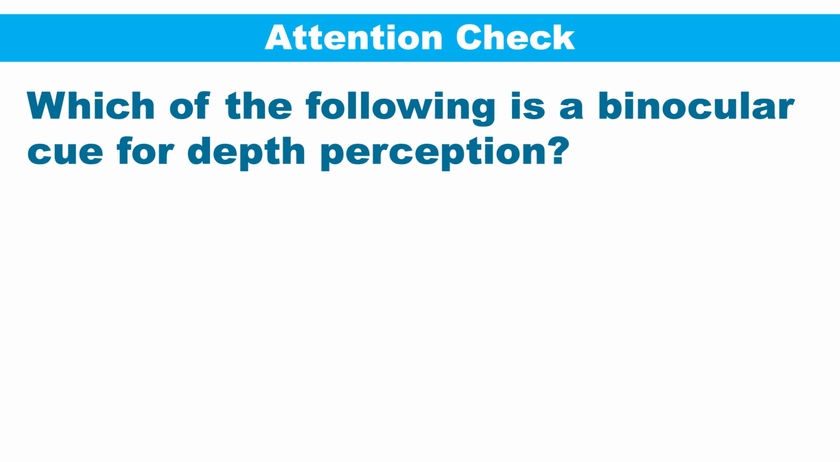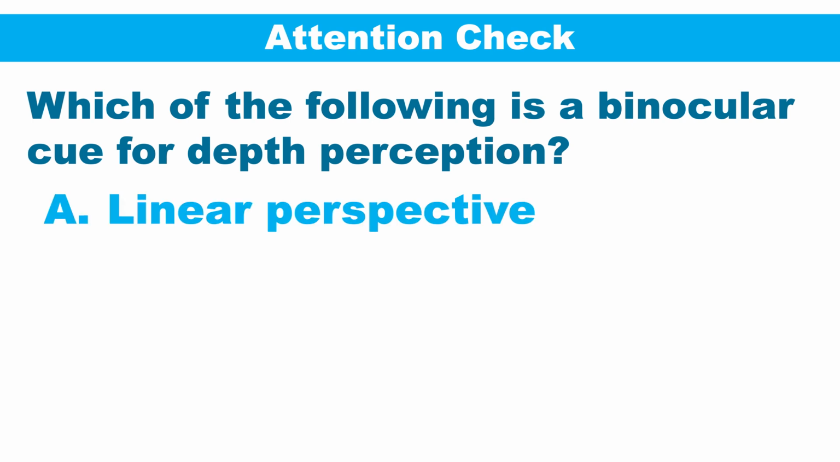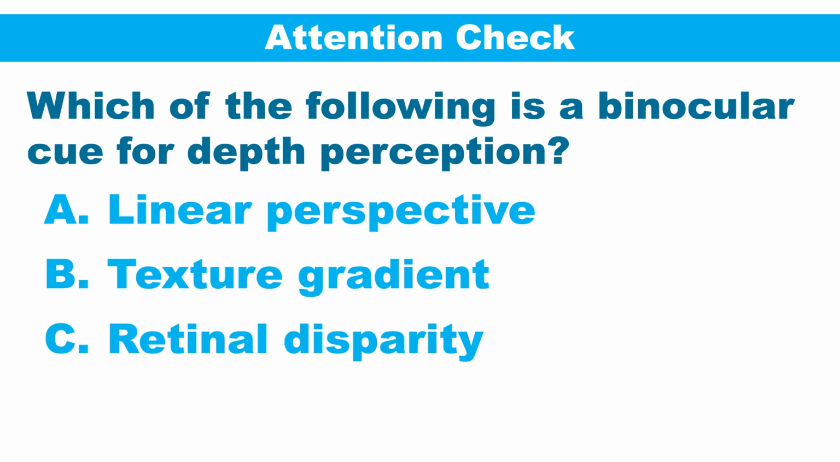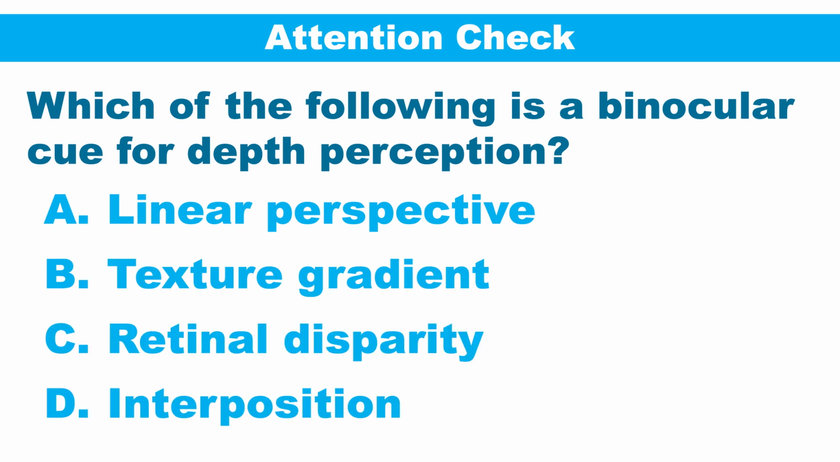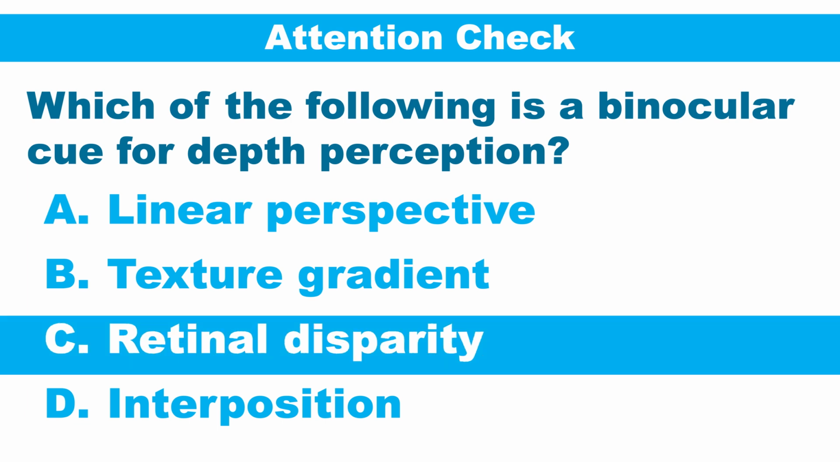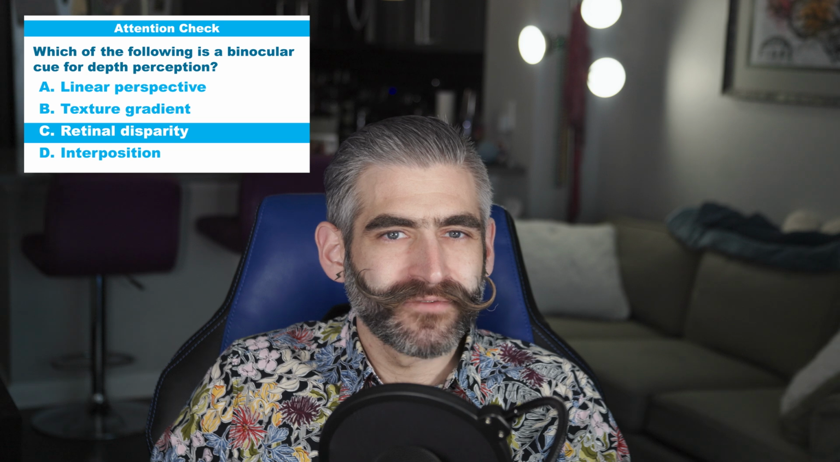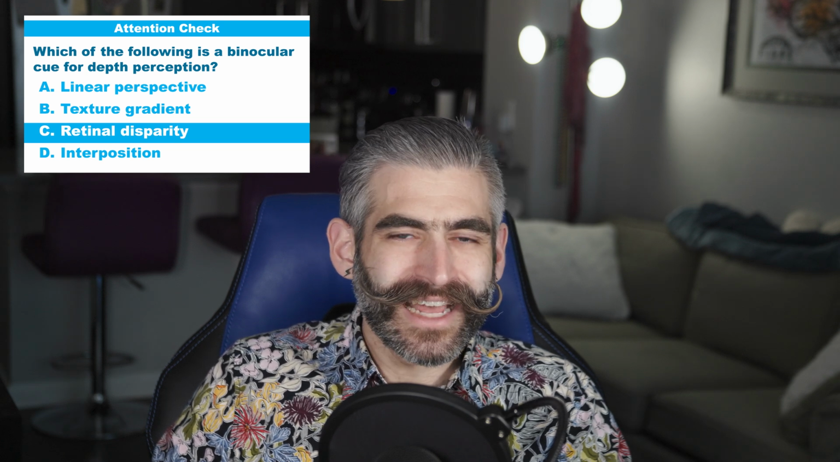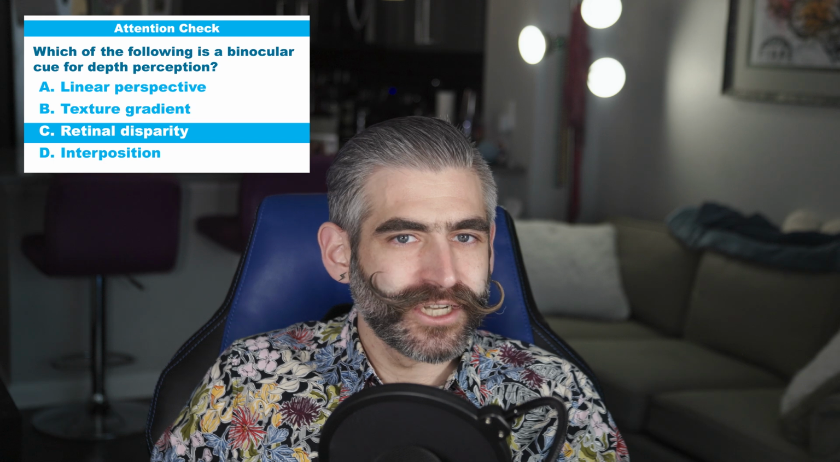Let's do a quick attention check. Which of the following is a binocular cue for depth perception? Is it A, linear perspective, B, texture gradient, C, retinal disparity, or D, interposition? If you picked C, retinal disparity, you're on point. Binocular cues rely on information from both eyes, and retinal disparity is all about comparing the slightly different images each eye sees to judge depth.